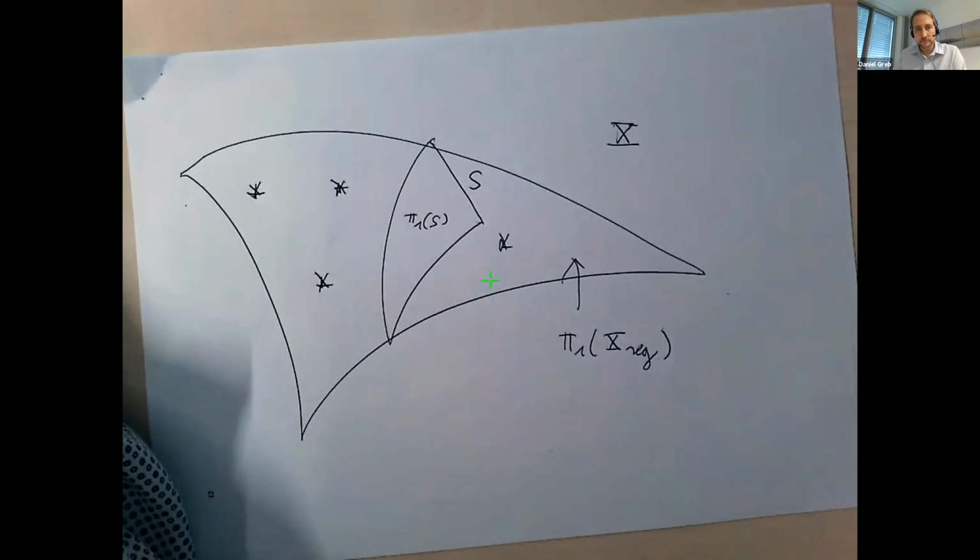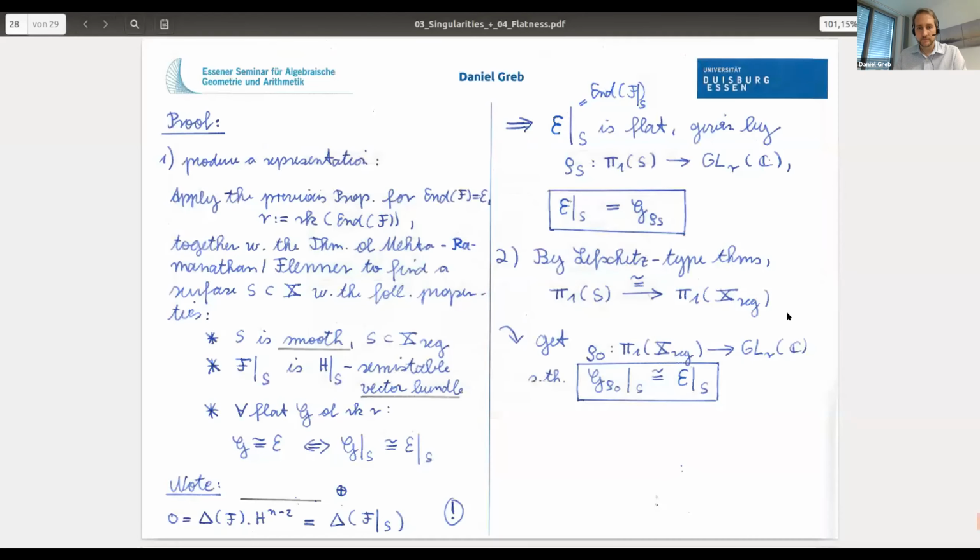Okay, so let's go back. So Lefschetz type theorems tell you that you can extend somehow this representation to a representation of pi1 of X reg. So if you have this representation, you produce a flat vector bundle. So you get rho 0, this representation, and you attach this flat vector bundle.